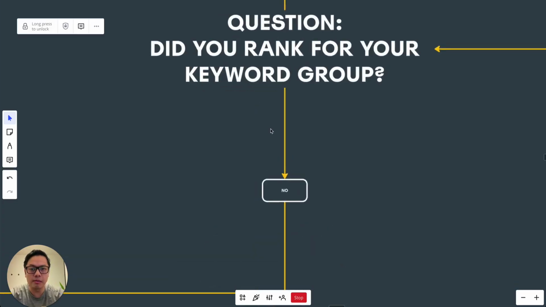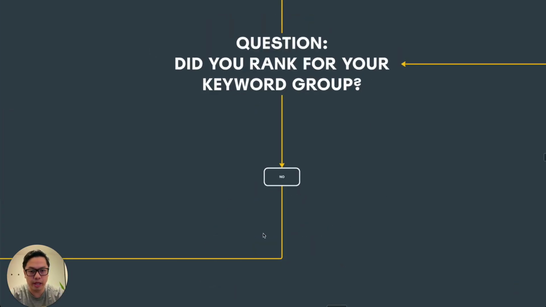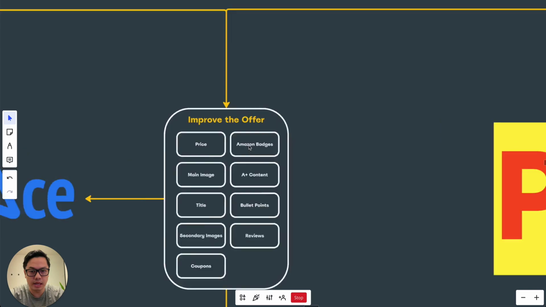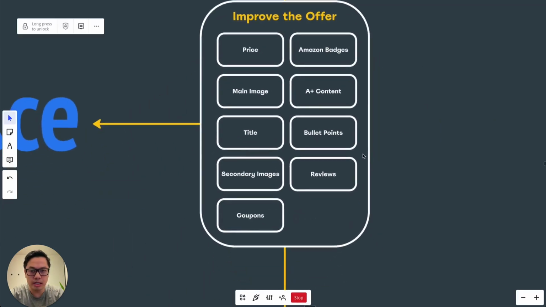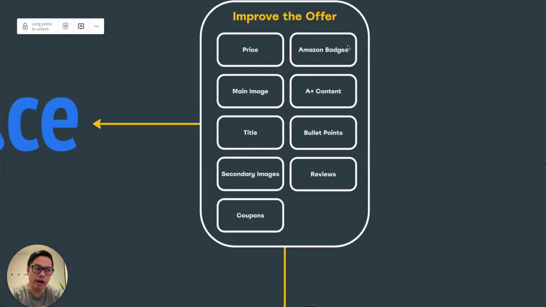If we end up not being able to rank for that keyword group, then it leads us down to improving the offer. There are many ways to do it, as I mentioned: consider the price, and anything on the actual listing itself. We're talking about images, A+ content, the titles, the bullet points, secondary images, reviews, coupons. There's a lot of them. However, you can influence many of them.